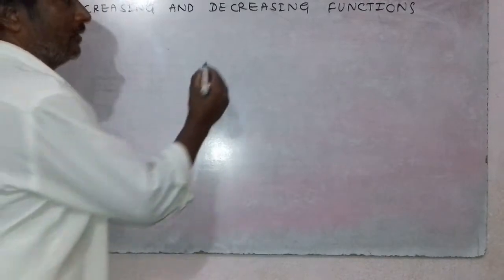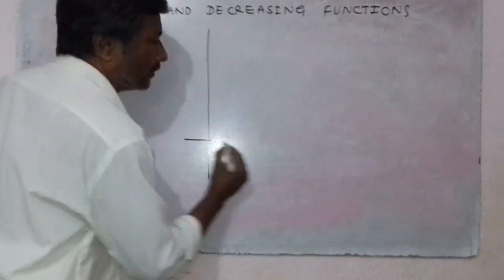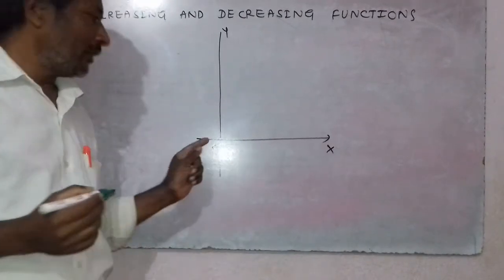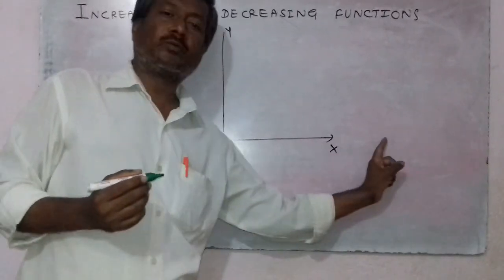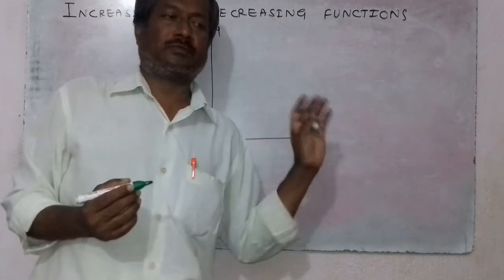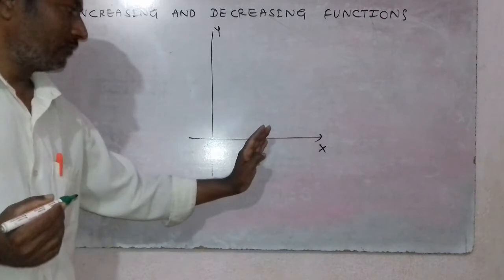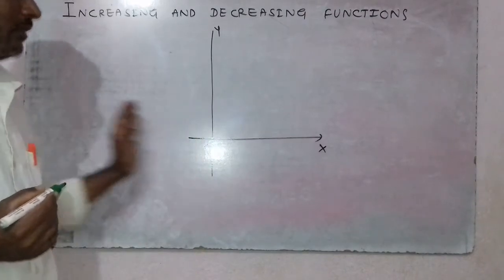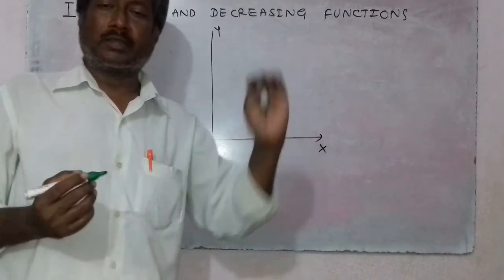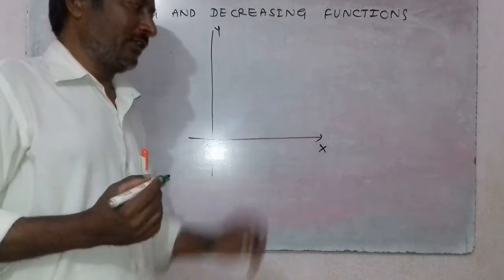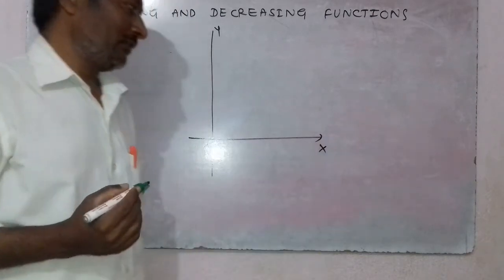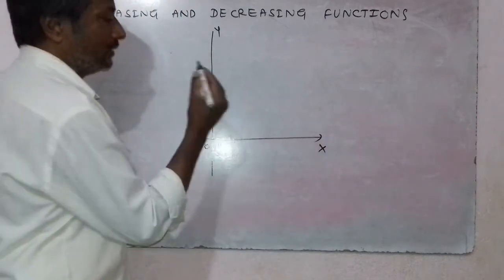Observe here. As we go from the origin to the right side, the values of x increase, and if we move from the left side, the values are decreasing. Values of x are decreasing towards the left, and from left to right, values are increasing. So consider this graph.